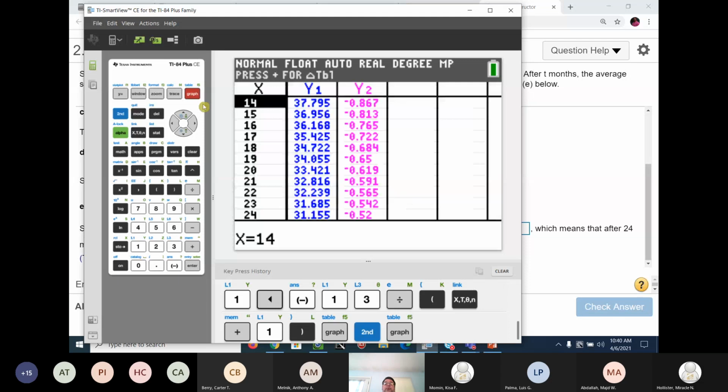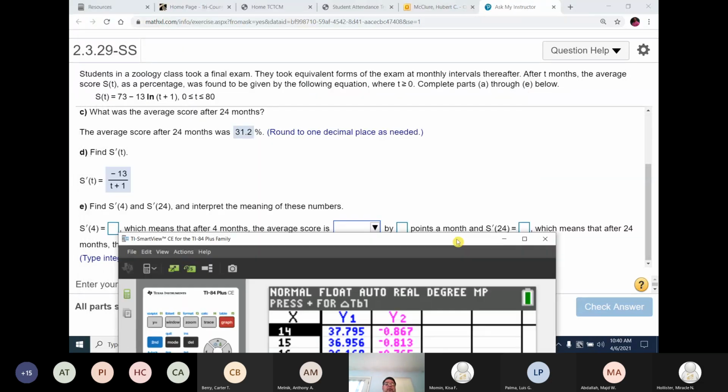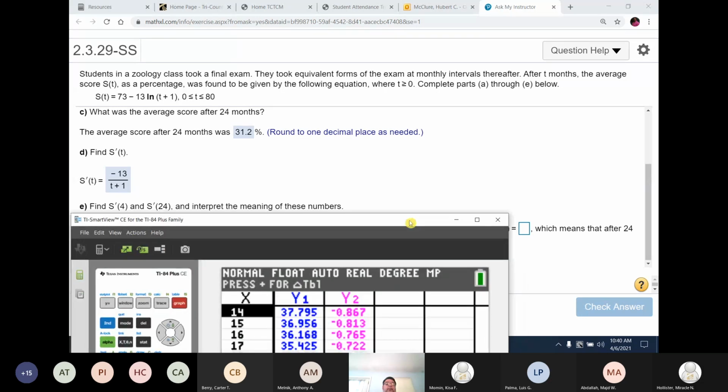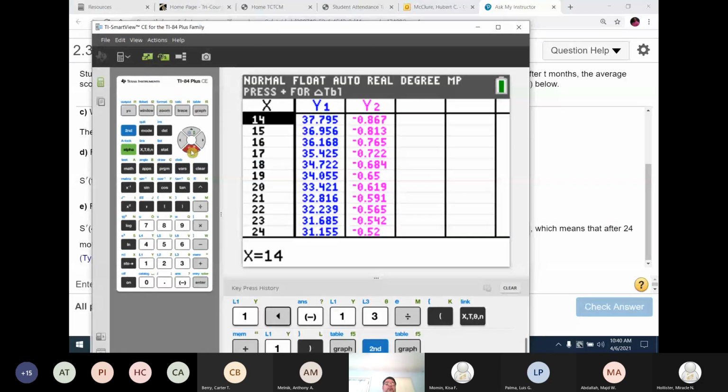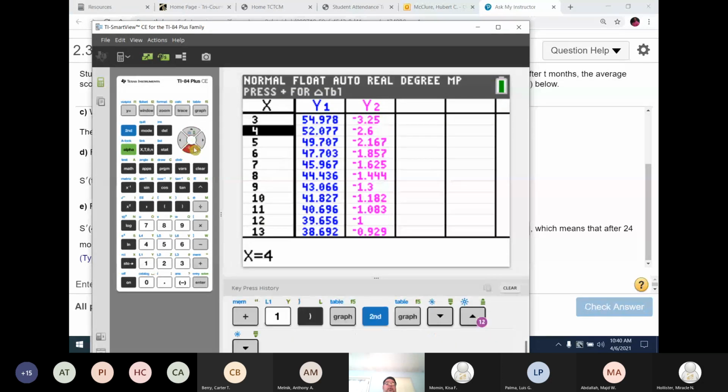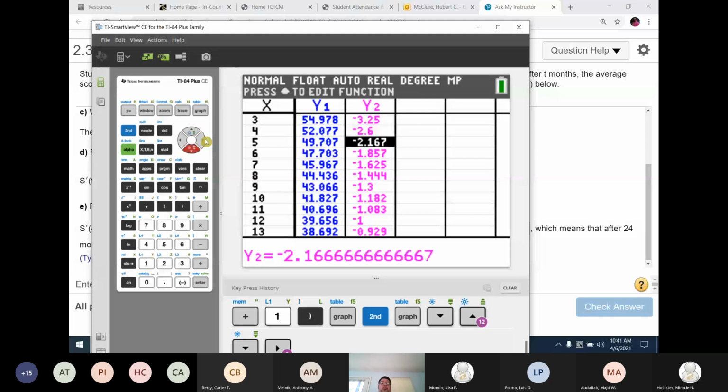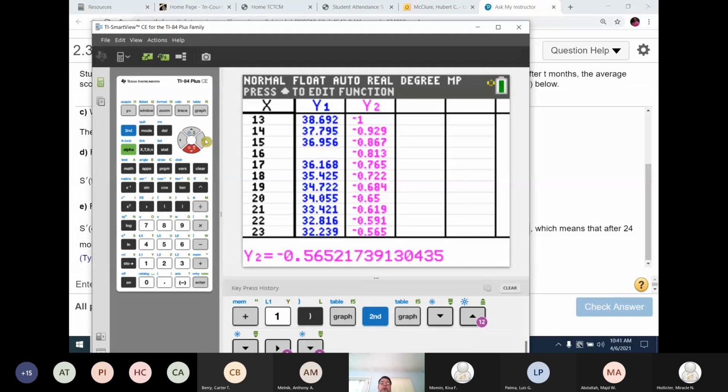Now let's see what they're asking for. They're asking for 4 and what? 24. 4 is negative 2.6. So S prime of 4 is equal to negative 2.6. S prime of 24 is equal to negative 0.52.